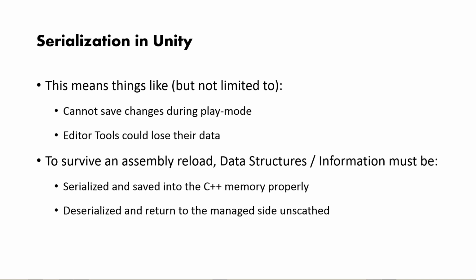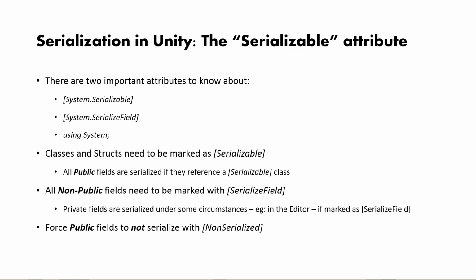So to survive an assembly reload, data structures and information must be serialized and saved into that C++ memory properly, and then deserialized and returned to the managed side unscathed. Now, serialization in Unity and the serializable attribute.